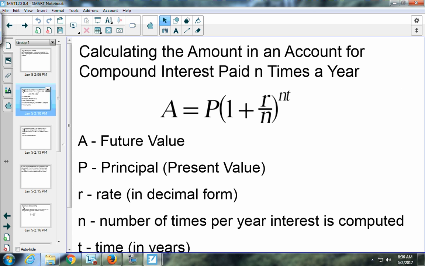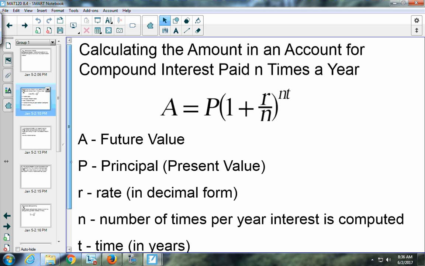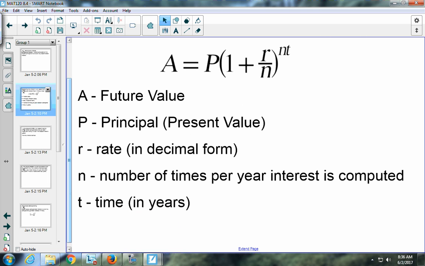One of the formulas we use for compound interest is this one. A equals P times the quantity 1 plus R over N raised to the power of NT. We've seen most of those letters before. A is still future value. P is still principal, or our present value. R is still the rate in decimal form. And T is still the time in years. The new one is this N. It's the number of times per year interest is computed.